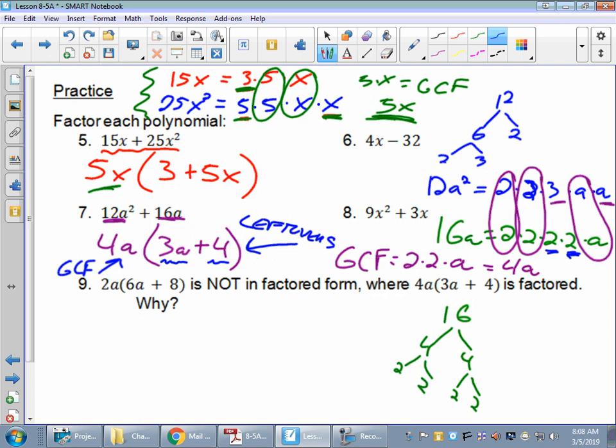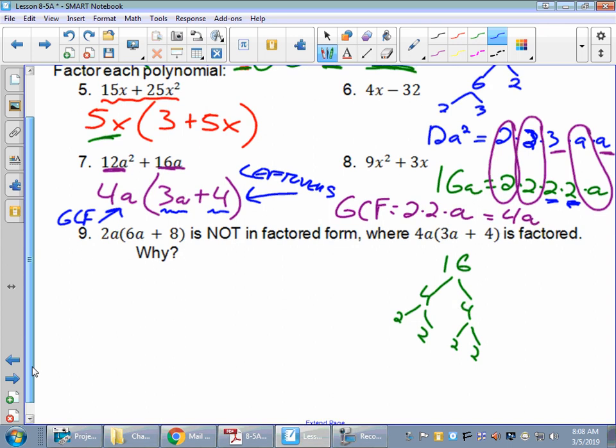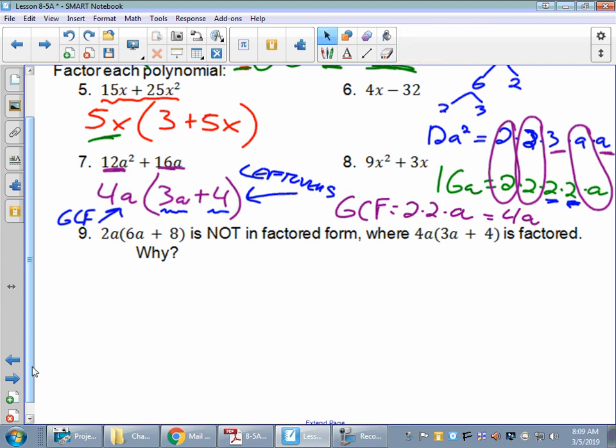All right? Last one here. Let's look at number 9. We've got this first term, 2a times 6a plus 8, is not in factored form, where 4a times 3a plus 4 is factored. Why is that? Okay, the biggest thing here we have to look at is, if we take a look at this one, they did not use the greatest common factor.